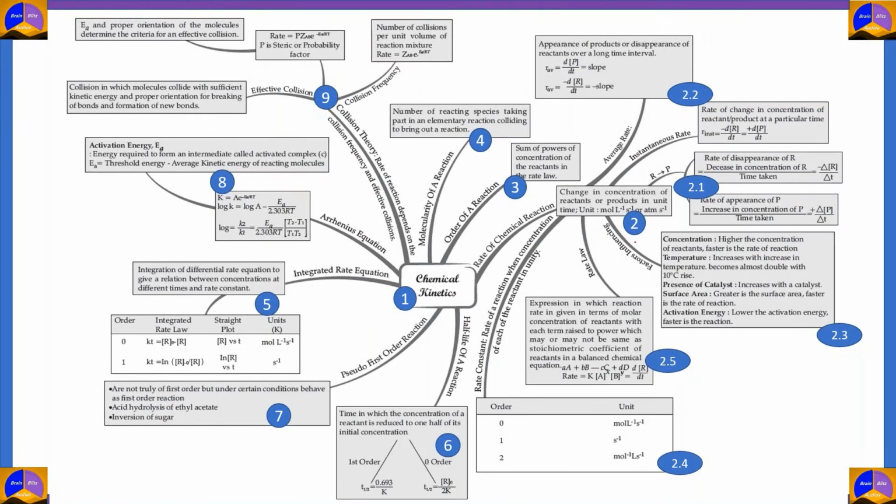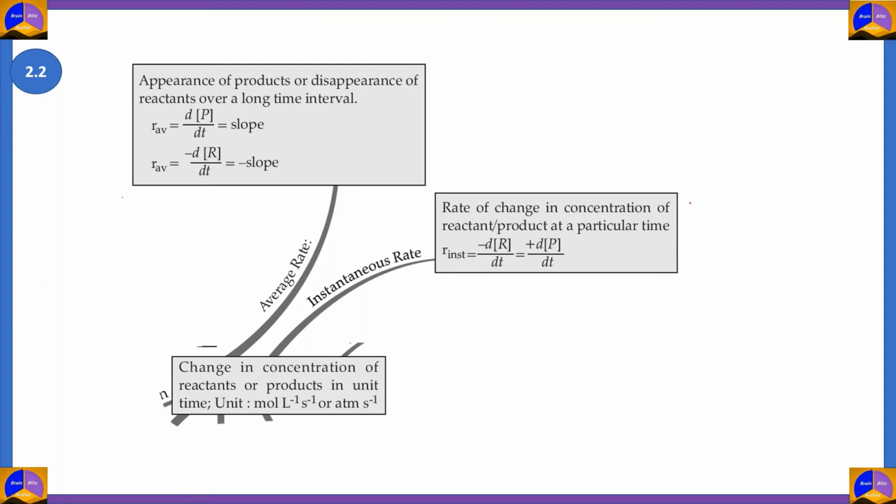So now we move on to some factors which are affecting the rate of a chemical reaction. But before that, let's look at what are average rate and instantaneous rate. So we know that rate is equal to change in concentration divided by time taken. However, this can be expressed in two ways: average and instantaneous.